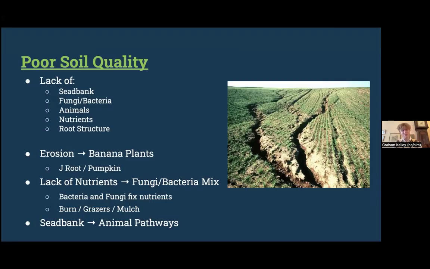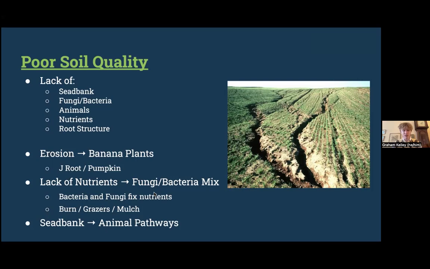The banana plant, as I mentioned, when you do that J root, it firms up the soil and helps build a root structure and prevent erosion. Additionally, the pumpkins that grow outwards with thin roots really create that top layer of soil and give it that firmness that we need to be planting our saplings later down the line.